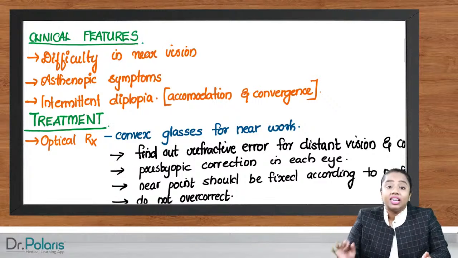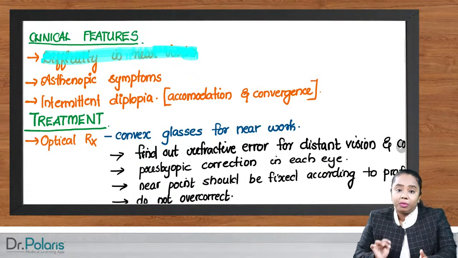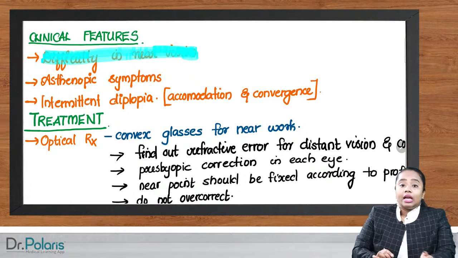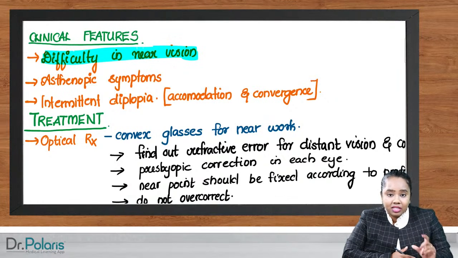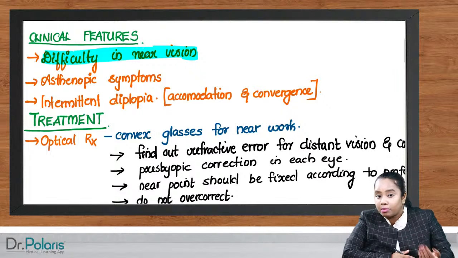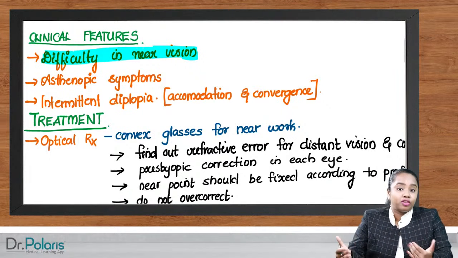The problem is in the near vision. So, difficulty in near vision, that is the main issue. Distant vision will be fine most of the time. Initially, because of the excessive accommodation, whenever there is a problem with the near vision, the patient is not able to see properly through the near vision, there will be an increase in the efforts of accommodation.